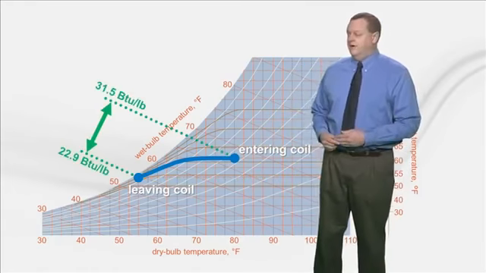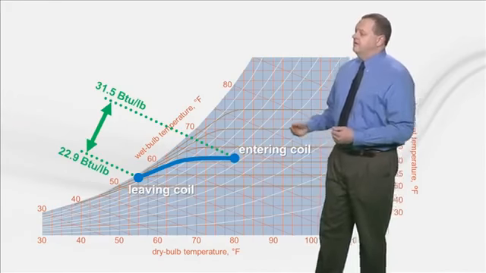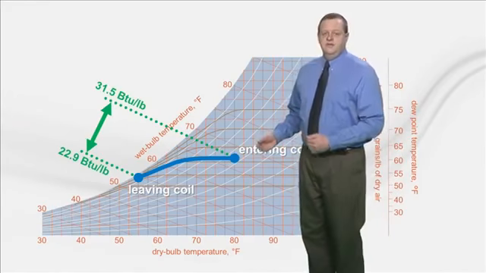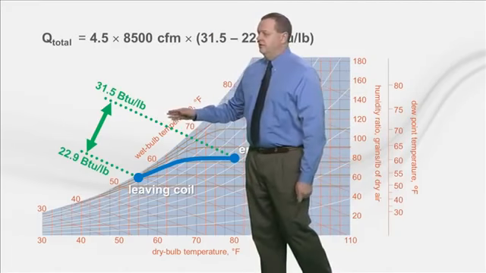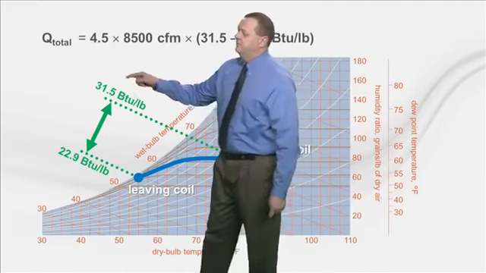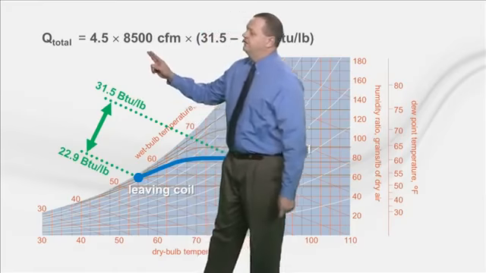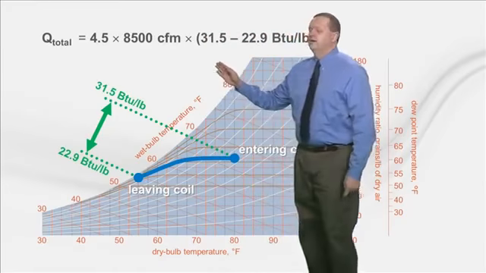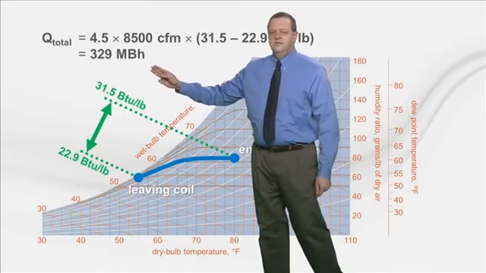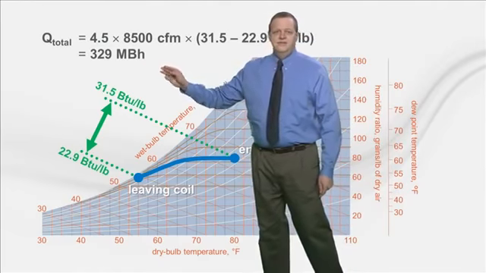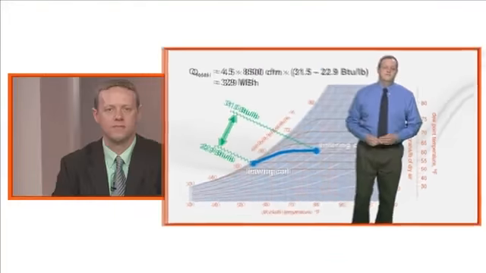Now let's calculate the required capacity. From the entering and the leaving air conditions, we can determine the corresponding enthalpies. Plugging these values into the total heat equation, 4.5 times the airflow times the change in enthalpy, we calculate the total heat transferred as 329 MBH. This is the total capacity we need to select this coil to produce.